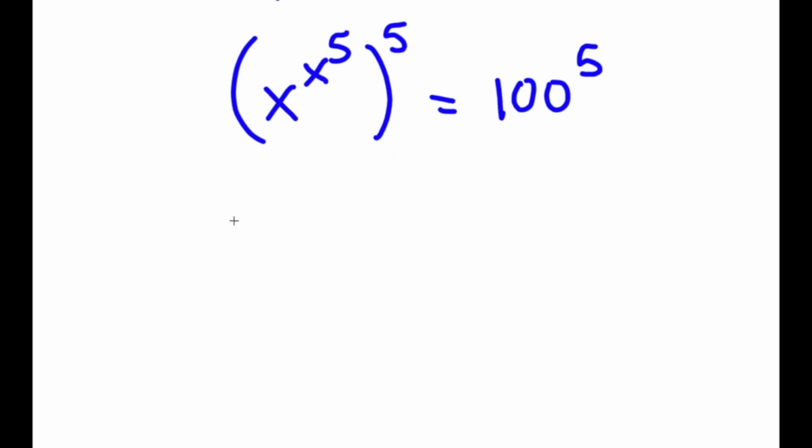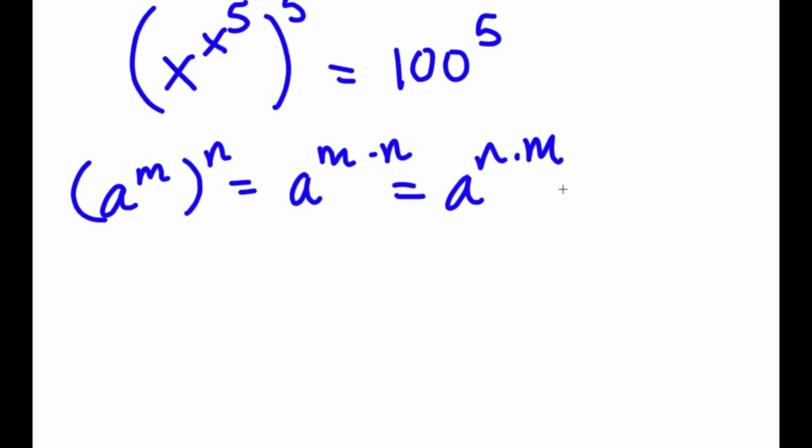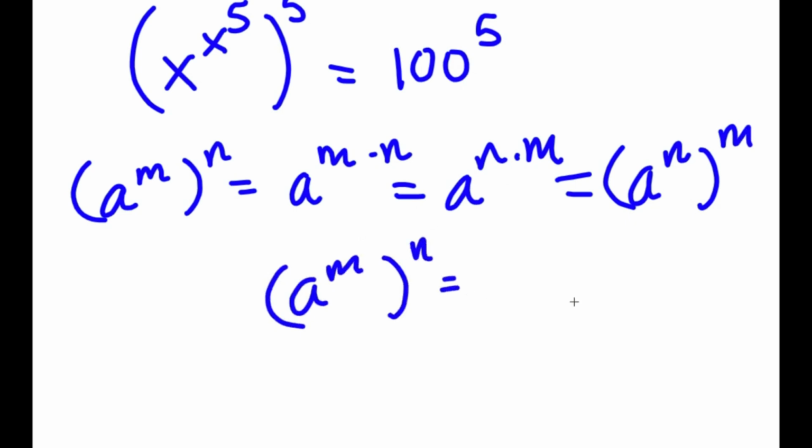Now, if I have something in the form a to the power of m to the power of n, this is the same thing as a to the power of m times n. And a to the power of m times n is the same thing as a to the power of n times m. We can switch the places of these two. Now, if a to the power of m times n is equal to a to the power of m to the power of n, then this means that a to the power of n times m must equal a to the power of n to the power of m. And because all of these are equal to each other, this means that a to the power of m to the power of n is equal to a to the power of n to the power of m.